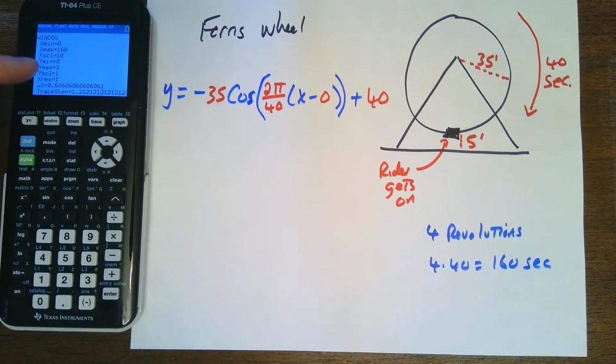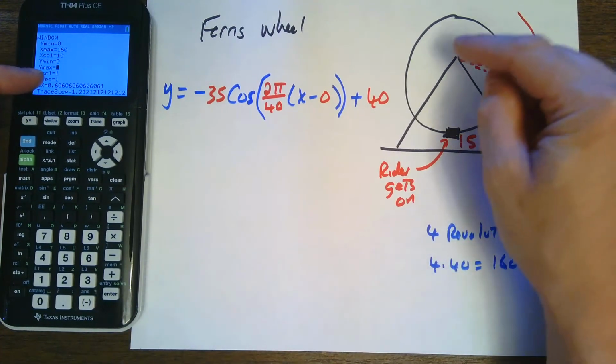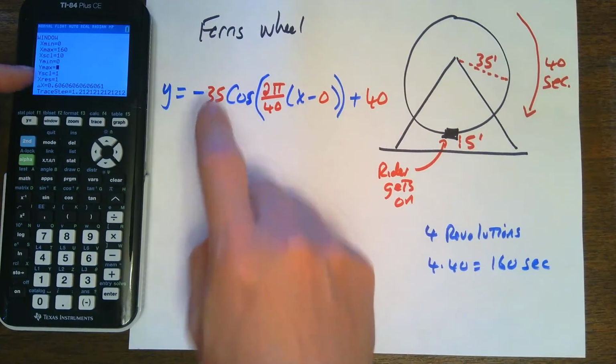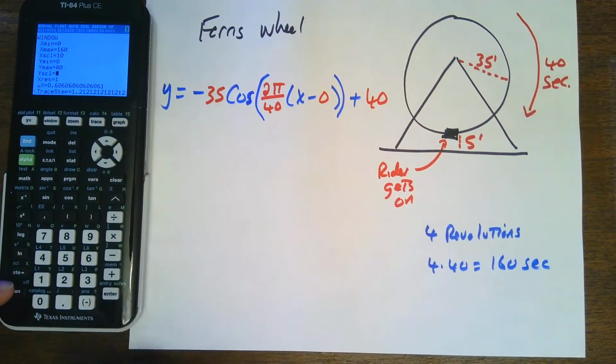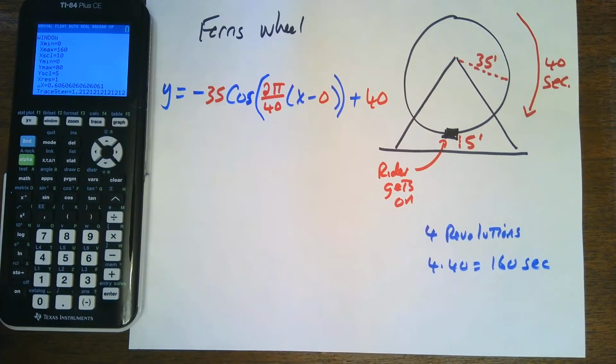The Y's are the height. I'm going to go from 0 feet above the ground to, what's the highest point I'm going? 40 plus 35 is 75. I'm going to go to 80 feet above the ground, scaled in maybe 10-foot increments. Or let's go 5-foot increments. That way we can see where the bottom is. And graph. So here's my Ferris wheel over 160 seconds.